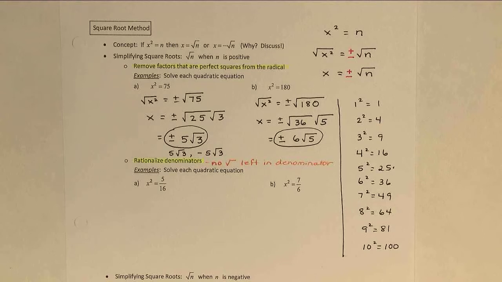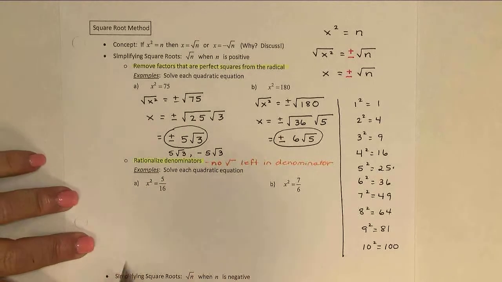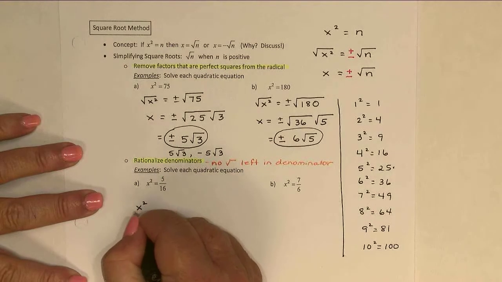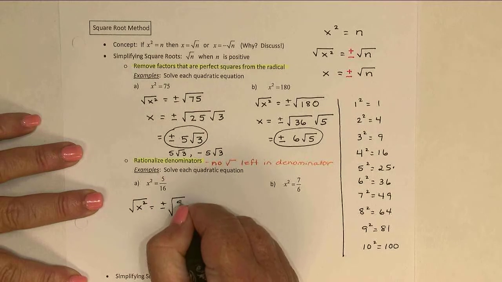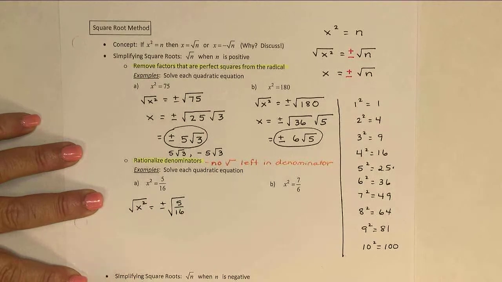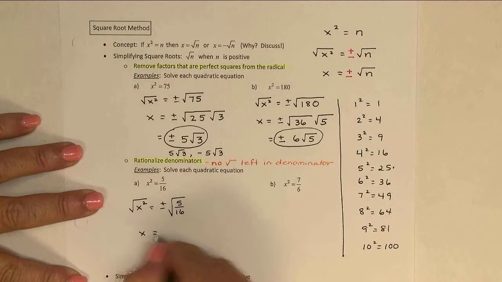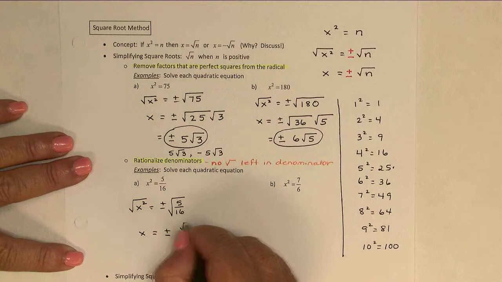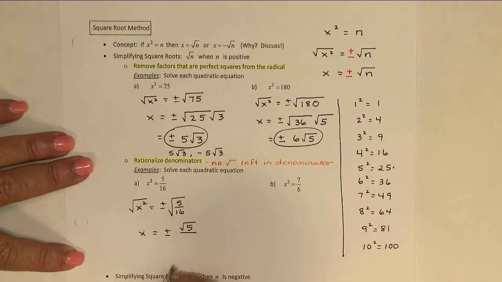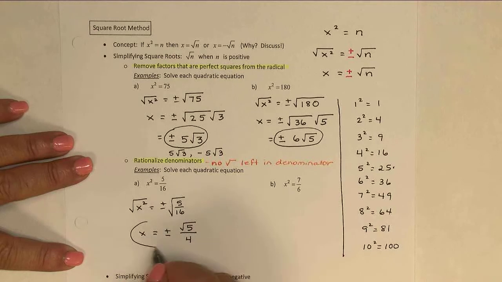Sometimes that just happens naturally, like in letter A here. When I go ahead and do the same thing, I want to get rid of that square, so I'm going to take the square root. Now on the top, the square root of 5 doesn't come out evenly, so I'll just leave it as the square root of 5. But on the bottom, the square root of 16, that's 4, which is great, because there's no longer any radicals, any square roots left in my denominator. And so I can leave this as my final answer.